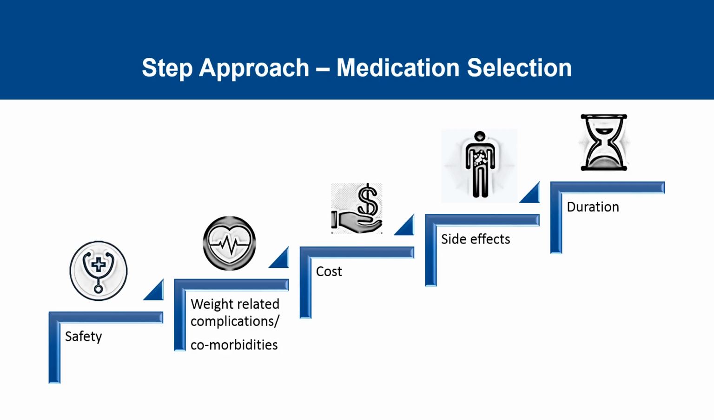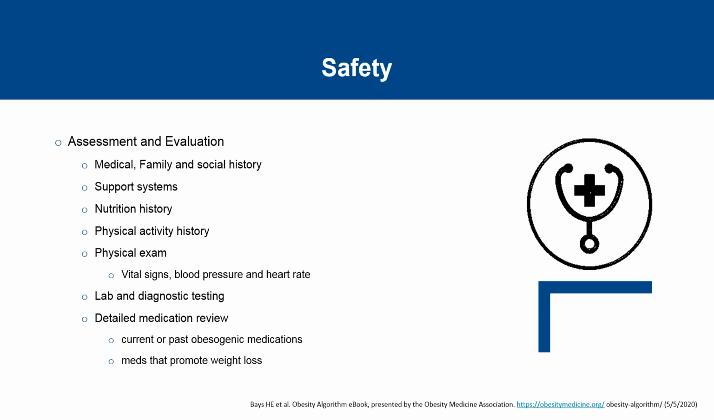And so we want to use a stepwise approach in determining which medication could be appropriate for our patient here. First, looking at safety, then considering the weight related complications or comorbidities, then the cost of the medication, side effects, and then lastly, duration. And so, when considering safety and determining which medication is going to be appropriate for the patient, we want to do a very thorough assessment and evaluation.